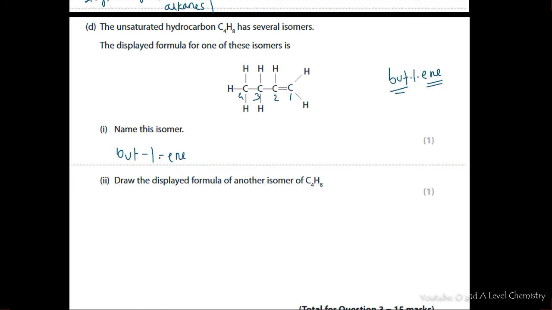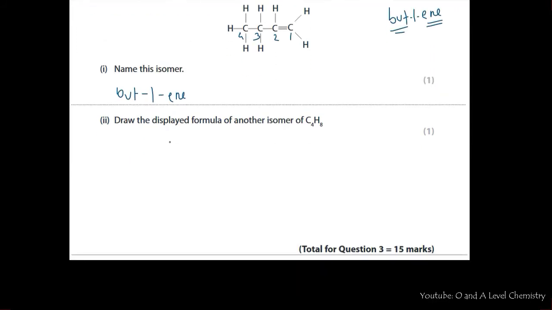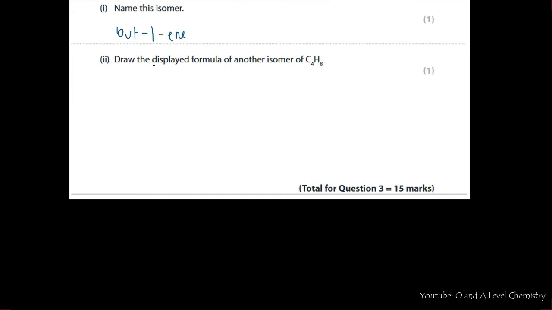And remember that between numbers and letters, we use dashes in the IUPAC naming system. So this is but-1-ene, right? So now draw the displayed formula of another isomer of C4H8. So there are a lot of things you can do. You can just move the double bond to a different place.